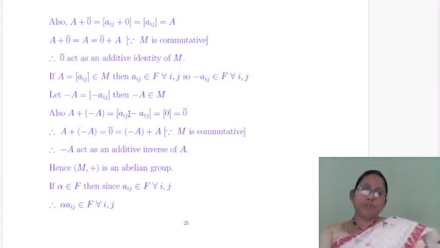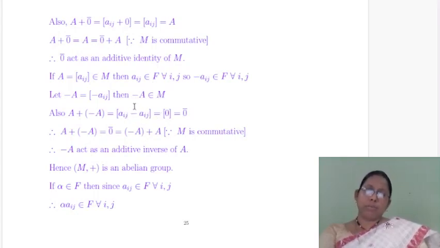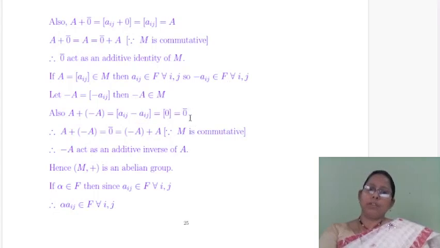So Aij is an element of F, and minus Aij is the additive inverse of Aij in F. So it will be the additive identity 0, and this will give you the null matrix of order m by n. That is, A plus minus A is equal to the null matrix, and by commutativity of matrix addition I can write it as minus A plus A. Therefore minus A acts as an additive inverse of A. Hence M under plus is an additive abelian group.